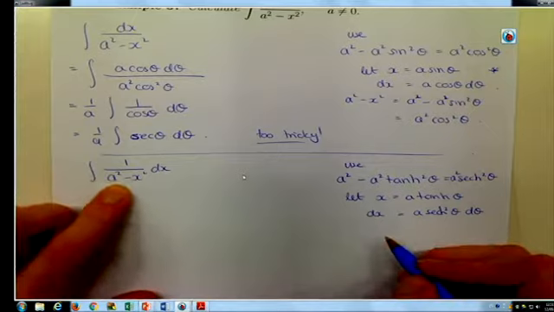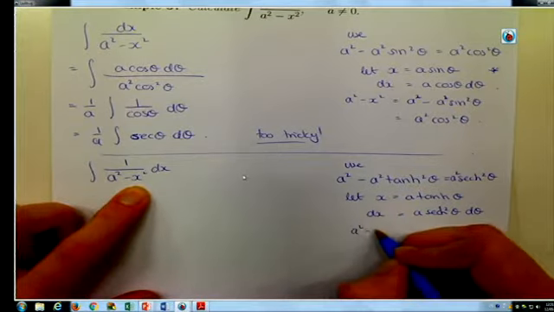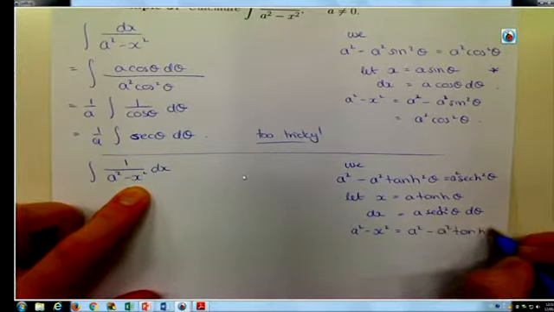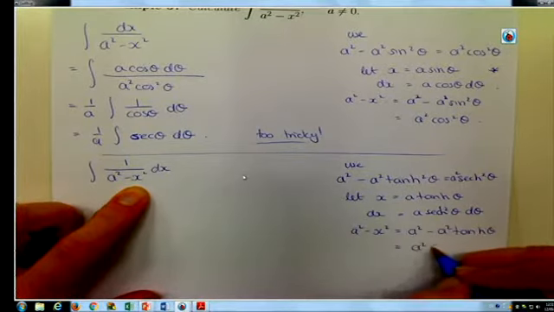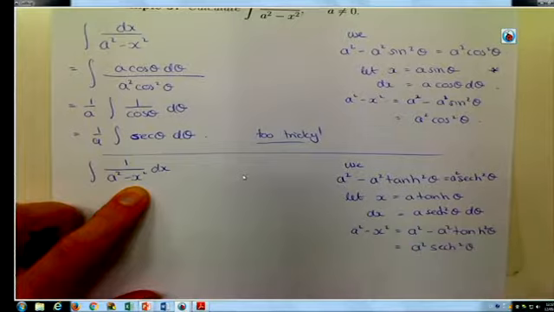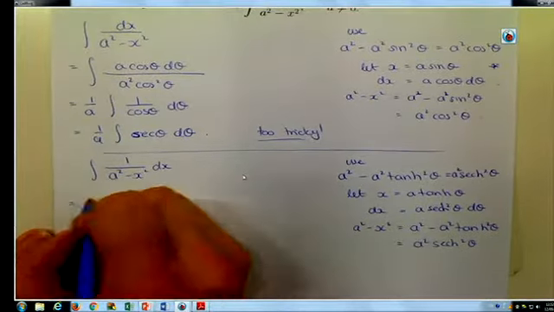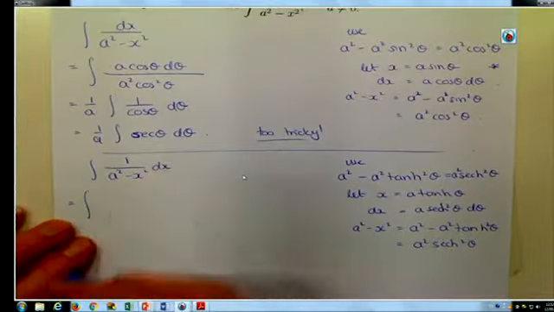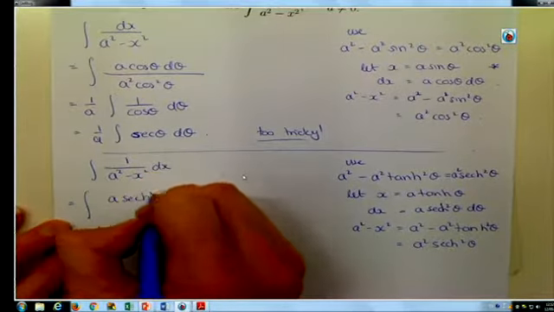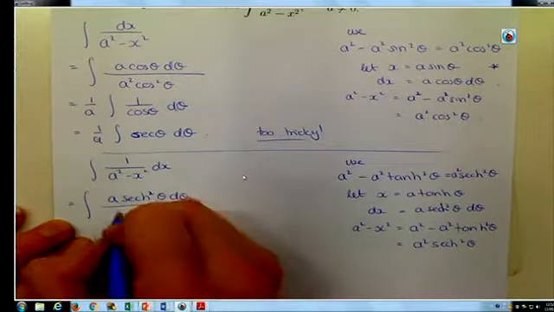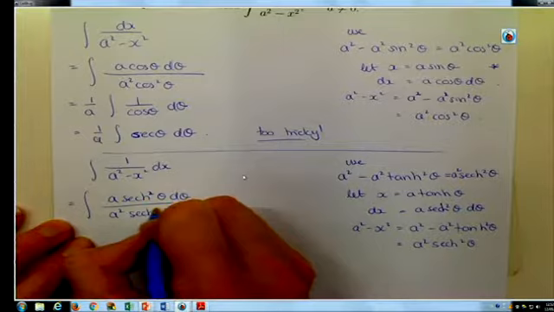Okay, so now we want to replace this thing here, so I'm going to figure out what it is. a squared take x squared is a squared tanh, sech squared theta. Okay. So now we know what to put in for our a squared minus x squared, and we know what to put in for our dx as well. All right, so dx is a sech squared theta d theta, and a squared minus x squared is this thing here.